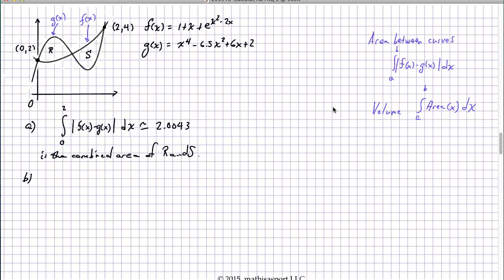The key is the fact that the cross sections are squares perpendicular to the x-axis. So perpendicular to the x-axis means that we're looking at something like this. What are we looking at? We're looking at squares, coming out like this. Something like that.